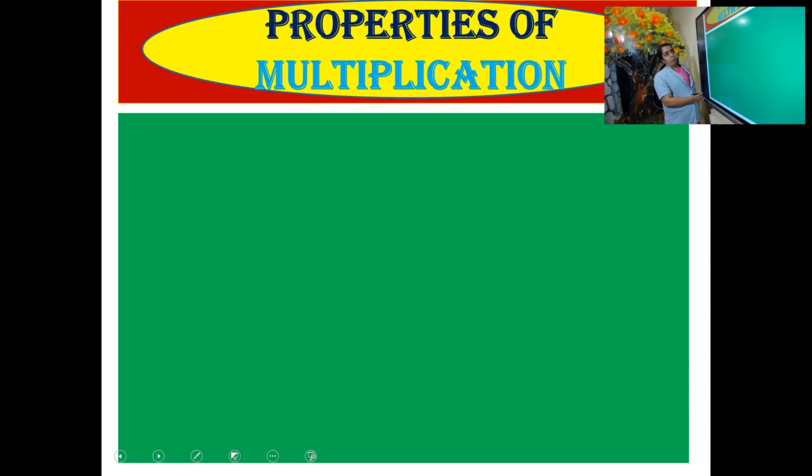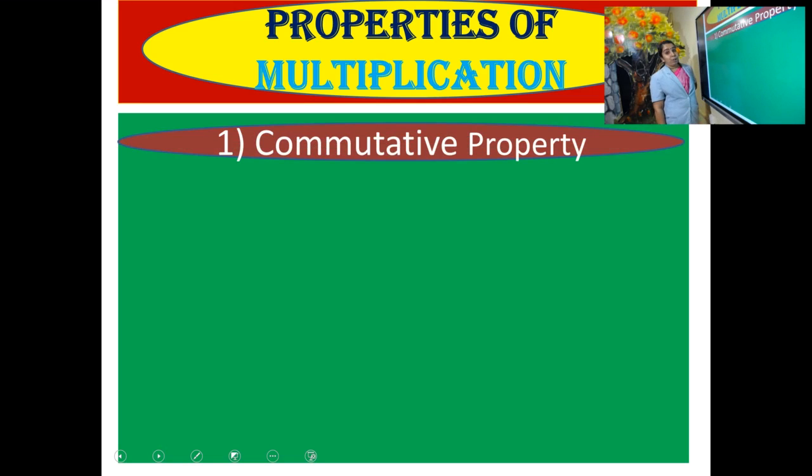Next, we are revising the properties of multiplication. We are not learning them, we are just revising. So what is the first property? Yes, the commutative property. It is also known as the order property.